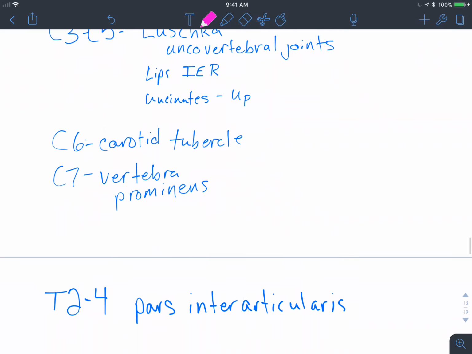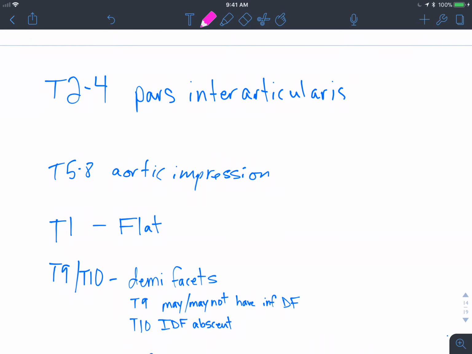A couple things with thoracics. So T2 through 4. Remember when we talked about the cervicals, we had this lamina-pedicle junction. We called it the articular pillar. Again, somebody had the bright idea. Now in the thoracics, we're going to call it the pars interarticularis. Same thing with the lumbars. I just stuck it here because I wanted to talk about it, but keep in mind this runs all the way down.